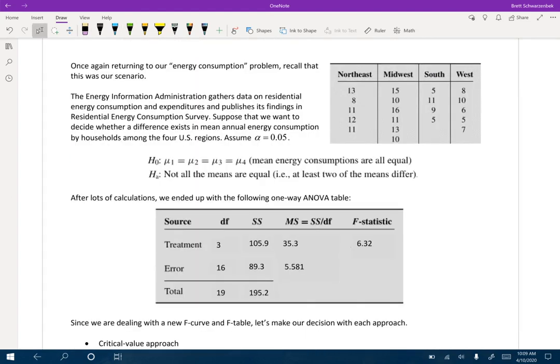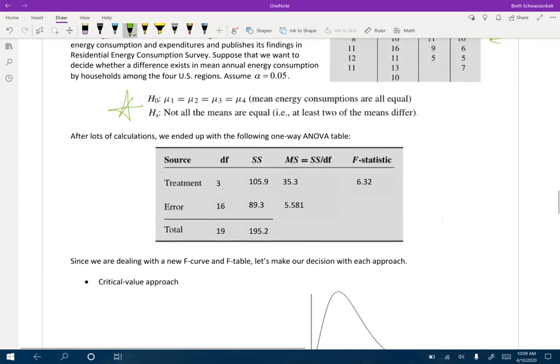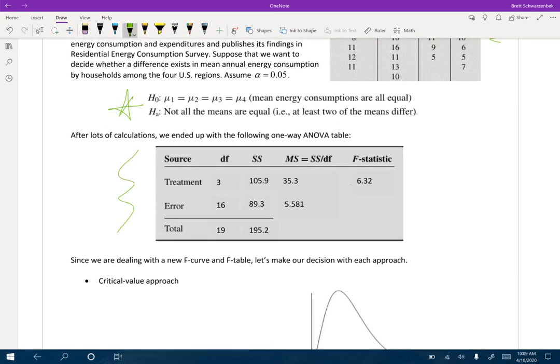Okay, so returning to our energy consumption problem that we talked about. So we've already done this, the null and alternative hypothesis. So you want to absorb that. Remember, this is the data that we talked about in the previous lesson. Earlier in this lesson, I filled out the ANOVA table. So now we have that.